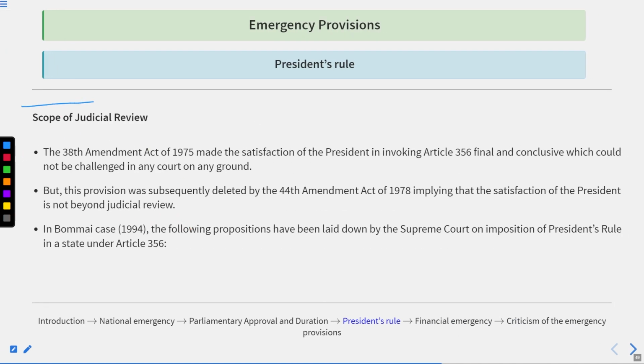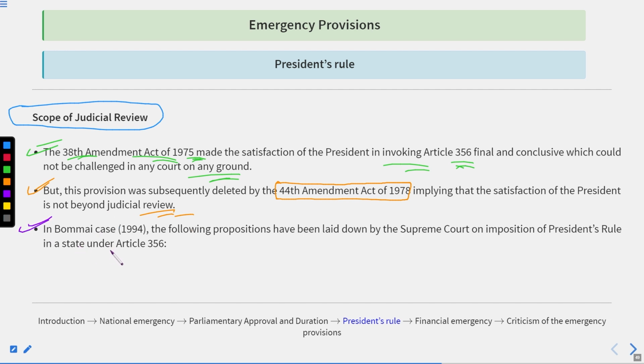After this, what is the scope of judicial review in President's rule? Basically, the 38th Amendment Act of 1975 made the satisfaction of the President in invoking Article 356 final and conclusive, which could not be challenged in any court on any ground. It means that if the President is satisfied that the state is not working as per the Constitution, he could impose President's rule, and this decision could not be challenged in any court. But this provision was subsequently deleted by the 44th Amendment Act of 1978, implying that the satisfaction of the President is not beyond judicial review, which means that it could be challenged.